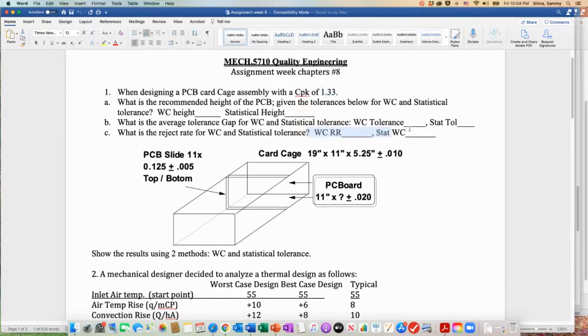Then we'll take a quick look at how we're going to answer A and B. So A and B is worst case tolerance, and we're going to ask for the tolerance gap, and the tolerance gap in worst case tolerance and in statistical tolerance, and the recommended height of the PC board. That's what we're trying to figure out what to do with the PC board.